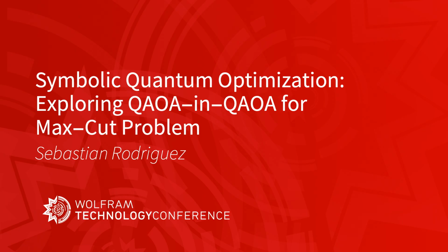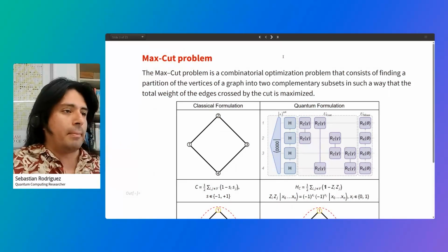Wolfram Mathematica is widely known for its symbolic computation capabilities, and the Wolfram Quantum Framework extends that power into quantum computation. This makes it an ideal environment for designing, testing, and analyzing variational quantum algorithms like the quantum approximate optimization algorithm. So let's start. We will first talk about the max-cut problem.